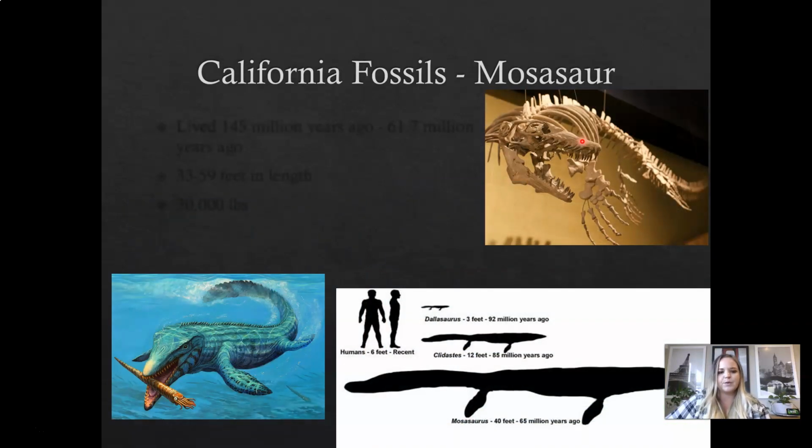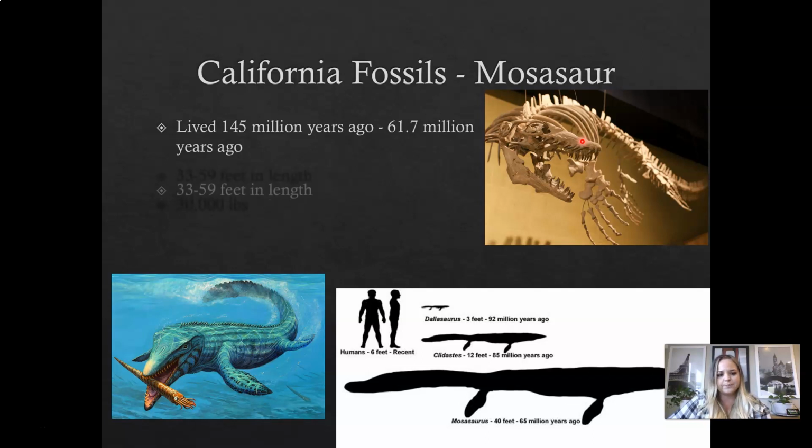Then we have the mosasaur, which is that big alligator-looking dinosaur they have in the Jurassic World movies that kind of acts like Free Willy for Jurassic World purposes. But this guy lived about 145 to 61.7 million years ago, and they ranged from 33 to 59 feet in length, so very large, much larger than your average crocodile. So this is a crocodile and this is an alligator, just to give you reference for length. And they were up to 30,000 pounds, so very, very large.